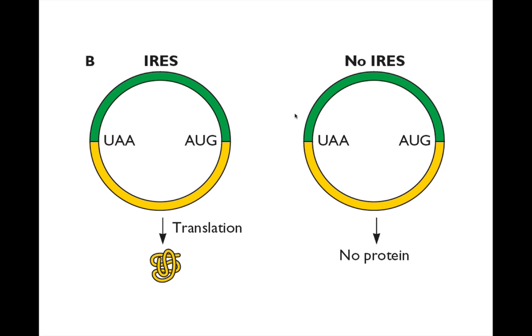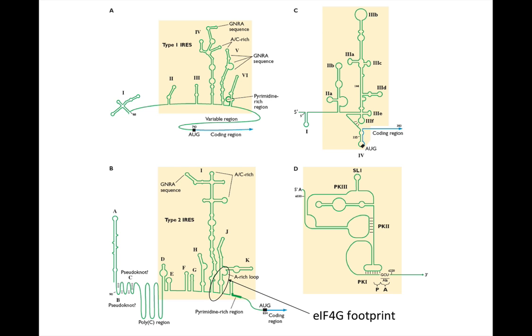Both have an open reading frame whose translation would lead to a protein that could be detected. Now, if you have a circular RNA without an IRES and you put this in a translation extract, you make no protein. Ribosomes cannot bind to this green sequence because there's no IRES and there's no free 5' end with a cap, so it doesn't get translated. If you put the circular RNA with the IRES into a translation extract, you make protein because, again, the ribosomes can bind internally to the IRES. There's no need for a free 5' end.